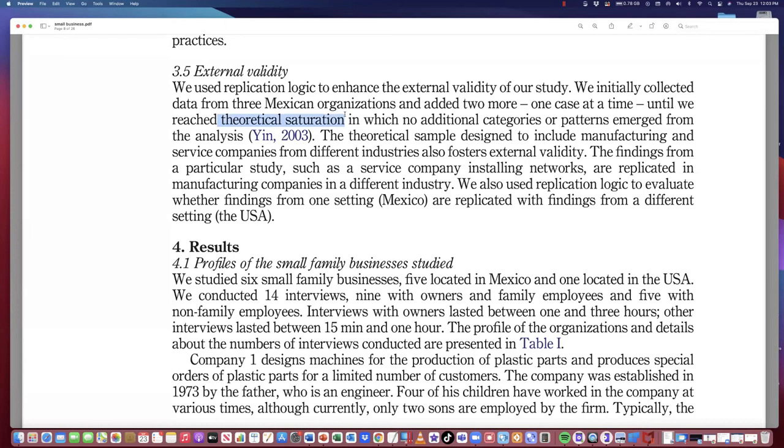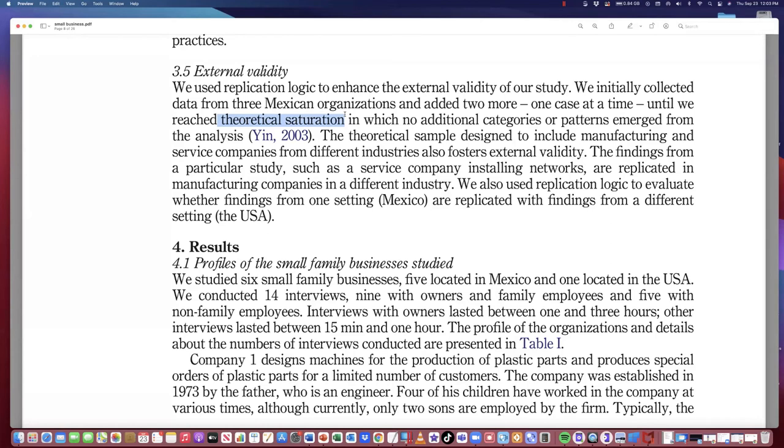It's not like there's a specific number, but until you reach theoretical saturation, in which no additional categories or patterns emerge from the analysis. That's Yin. Yin talks about the fact that for anybody who is collecting data, in terms of the multiplicity of your data sources or your replication logic, what you should try to do is make sure that any other respondent you are adding is not telling you anything new.